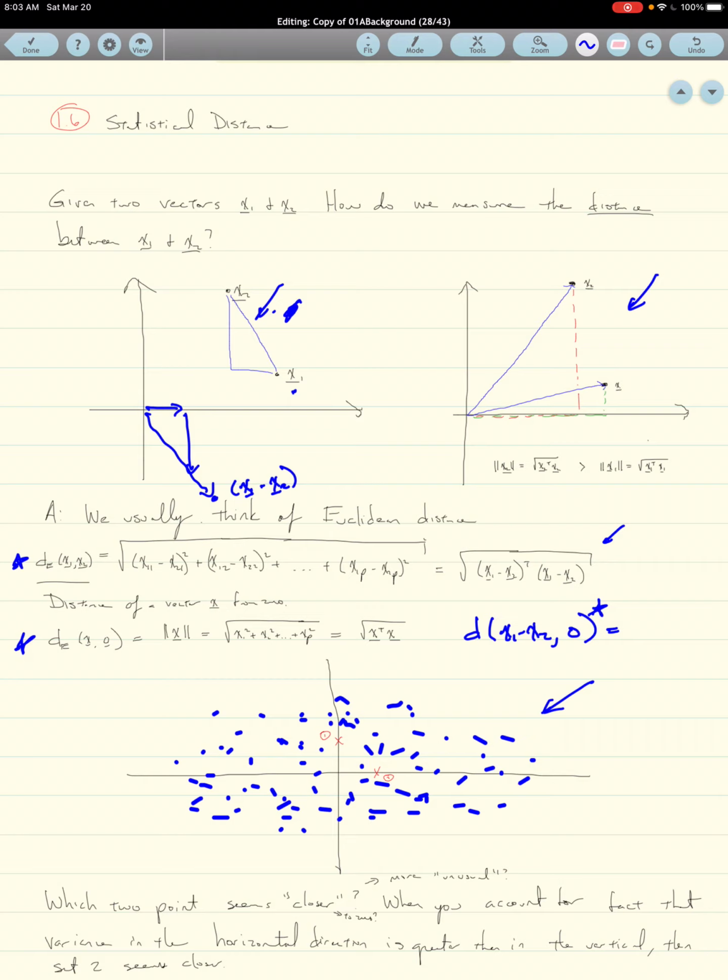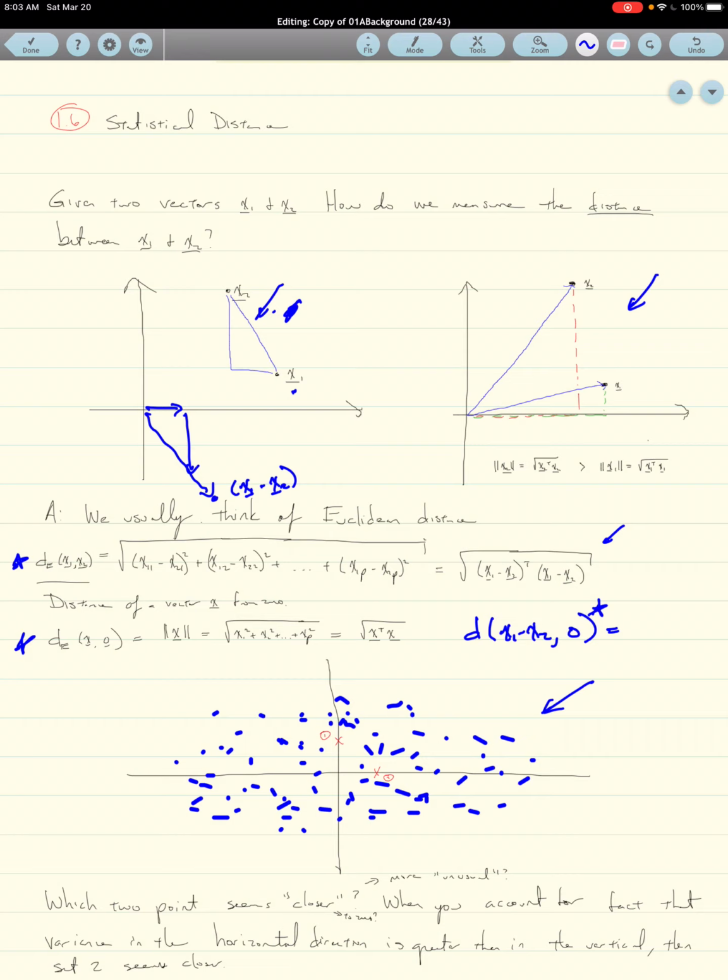To answer that question, you might take this cloud of points and fit a density to it. And you might think, oh, location 1 appears to be more unusual than location 2, because location 1 is closer to the edge of this cloud of points than location 2, right? And so what we'd like to do is create a distance which accounts for that.